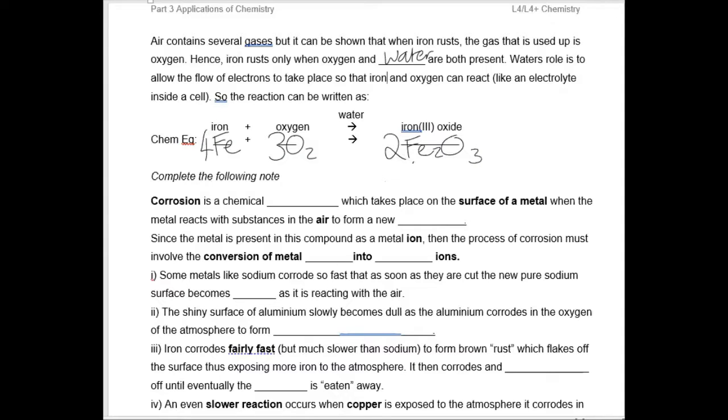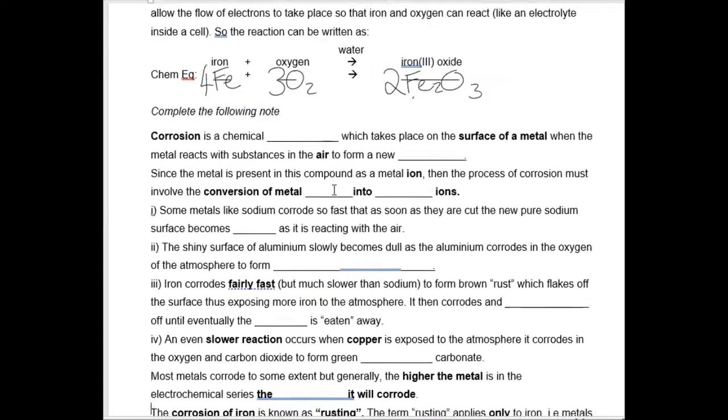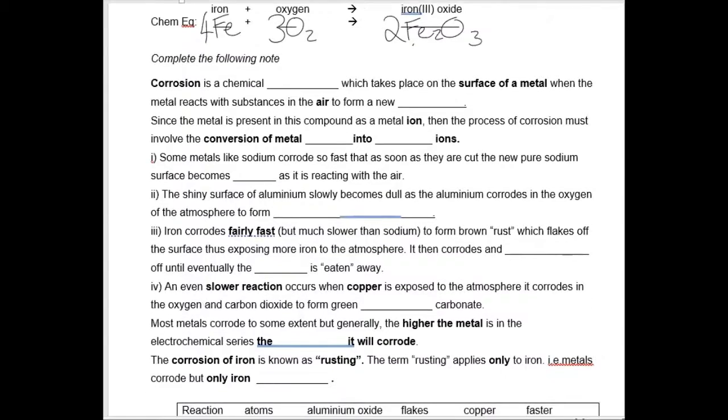Okay, right, so let's move on. It says corrosion is a chemical, well, that's obviously going to be reaction.